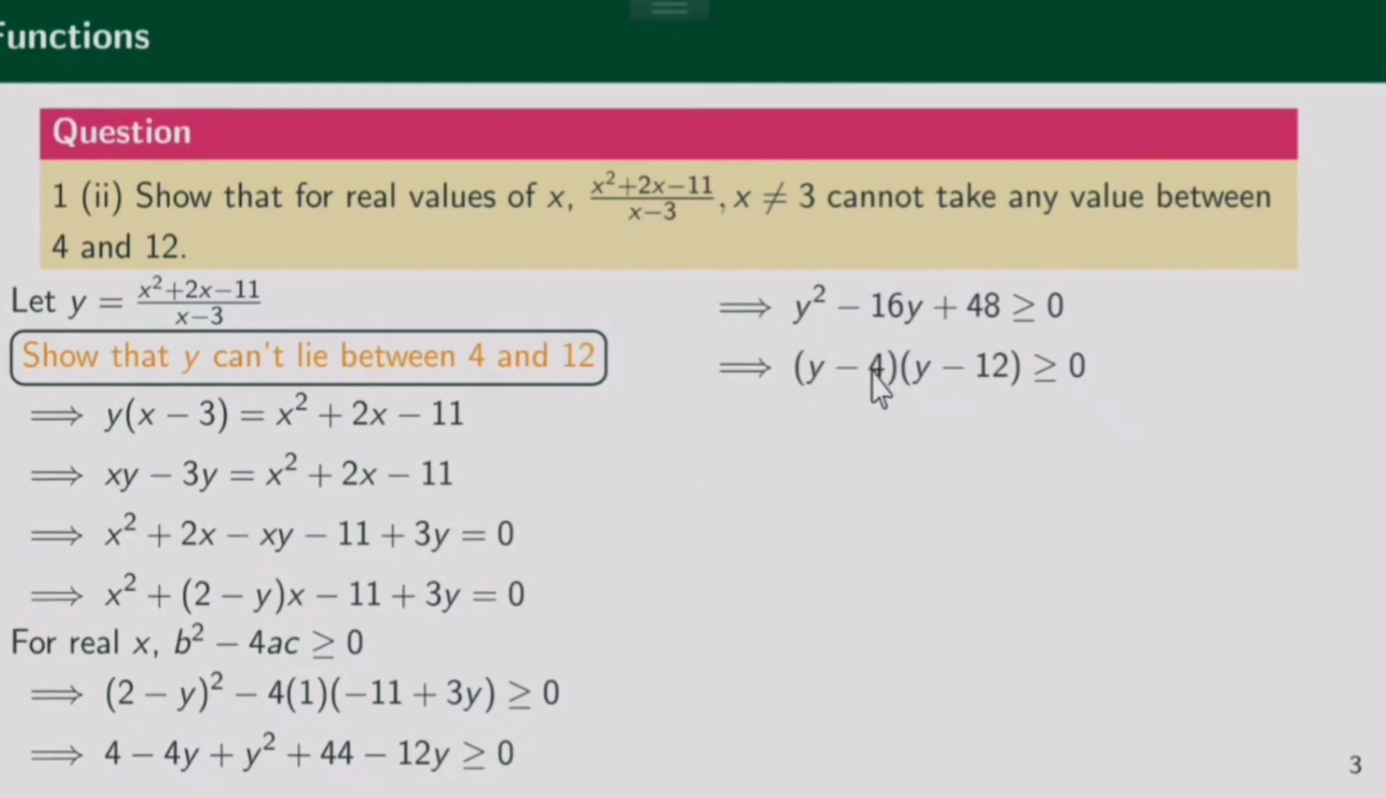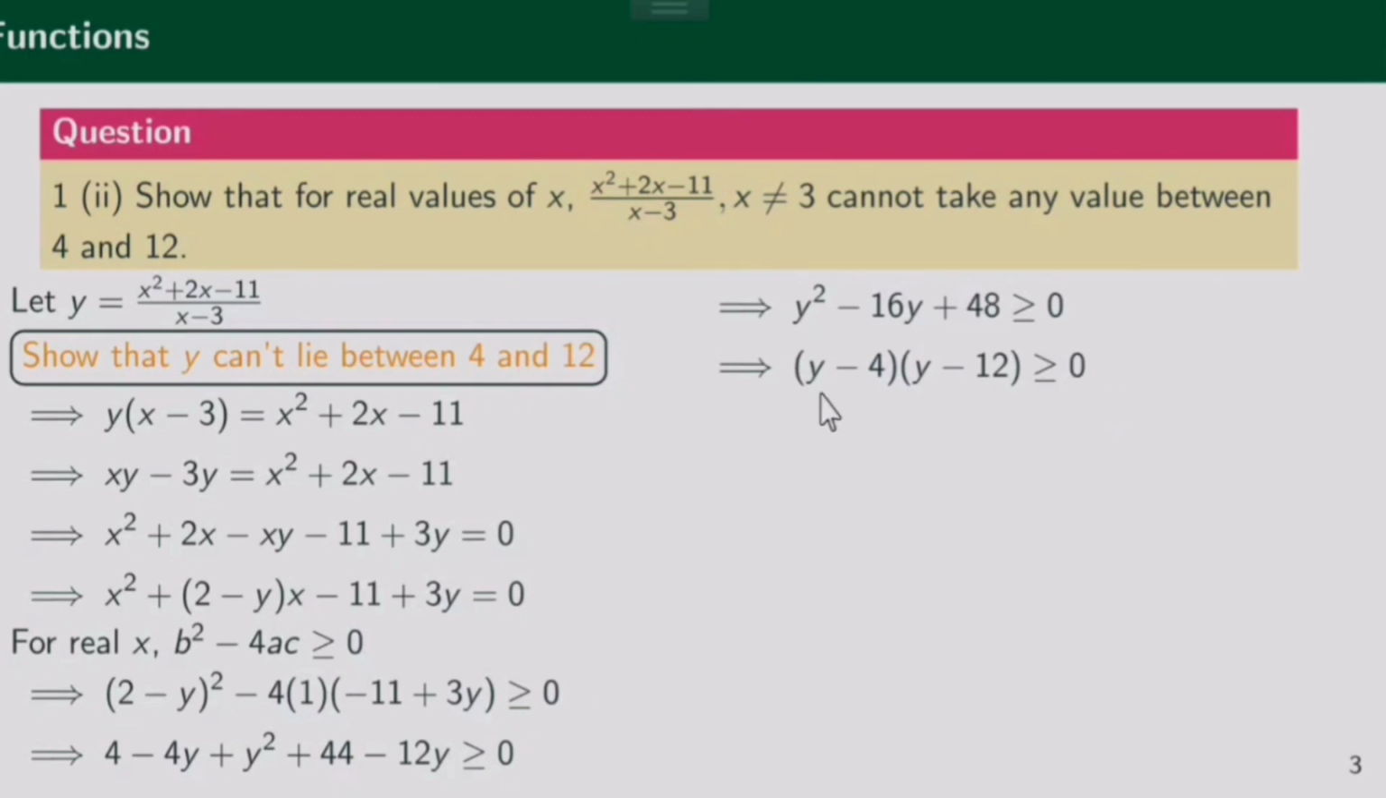Of course, the factors are negative 4 and negative 12, because the product of negative 4 and negative 12 is 48, and their sum is negative 16. So factorizing this quadratic expression on the left hand side, I get this. Now, what is the question here? I am looking for the range or the set of values for y, for which the left hand side is always greater or equal to 0.